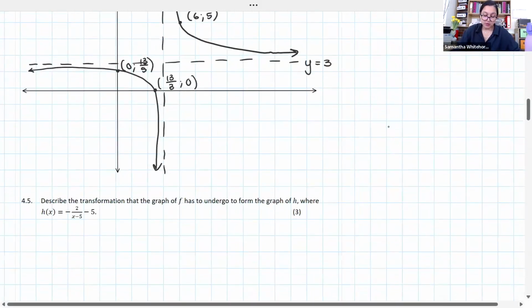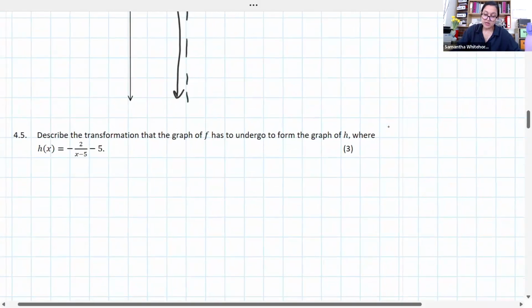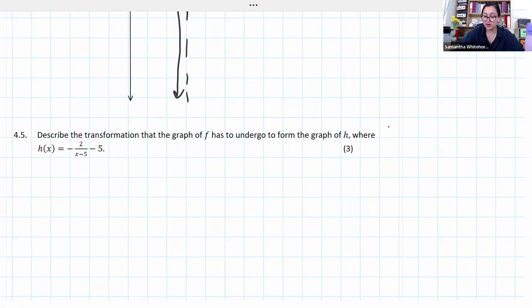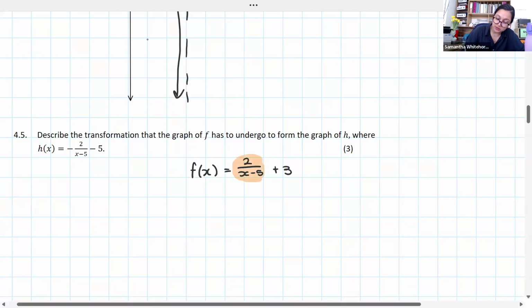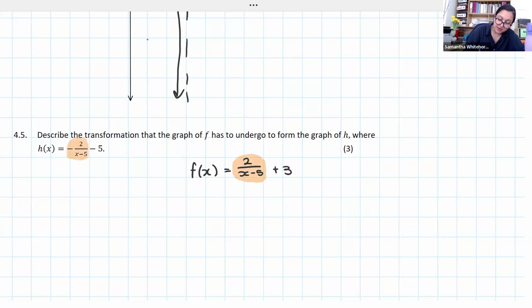4.5 then says, determine the transformation that the graph of f has had to undergo to form the graph of h, where h of x is equal to minus 2/(x minus 5) minus 5. So let's just establish what we're working with. We're working with f of x originally, which was 2/(x minus 5) plus 3. So 2 things have obviously changed. The first term was a positive fraction. It's now a negative fraction. The second term was a positive 3. It's now a negative 5.